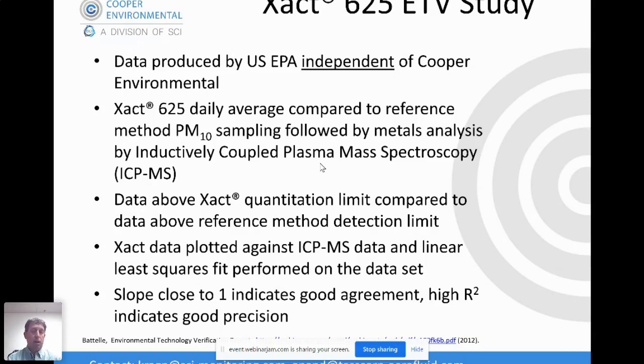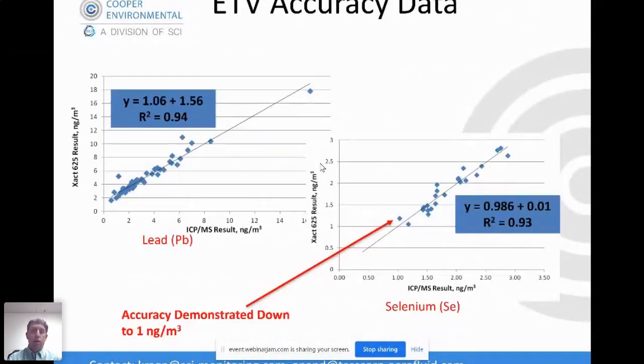In this kind of case, a slope of close to 1 would indicate very good agreement between the Xact and the reference method or the laboratory method, and a high R squared, maybe 0.9 or greater, would indicate very good precision or very good agreement between the two methods most of the time. So for this study, there were about 4 elements that were consistently present at high enough concentrations to make comparisons between the two methods. And I'll show you, there's 2 of them on this slide and 2 of them on the next slide.